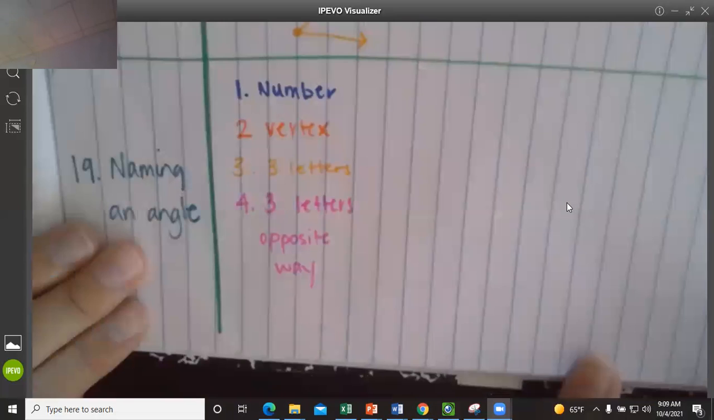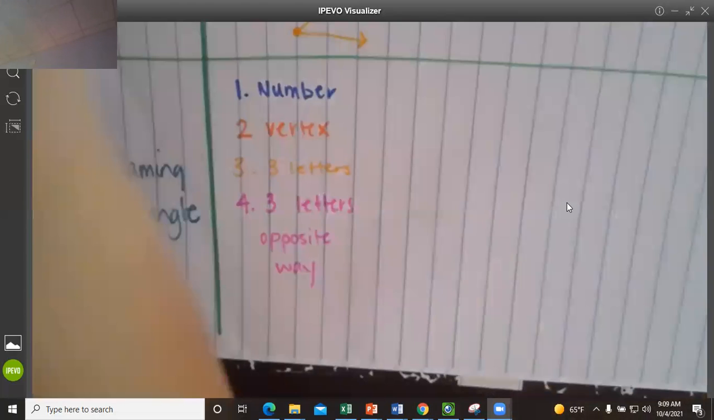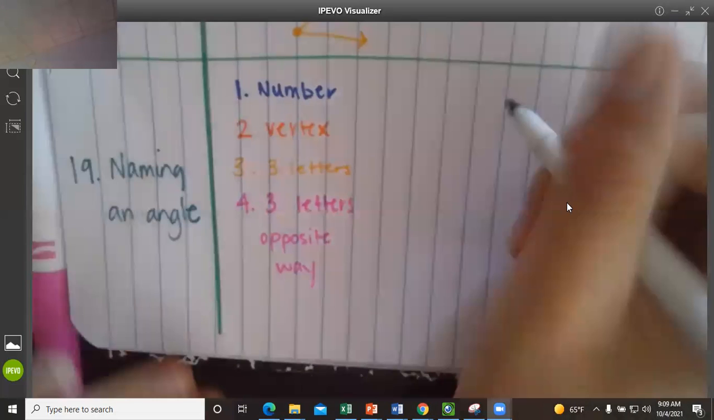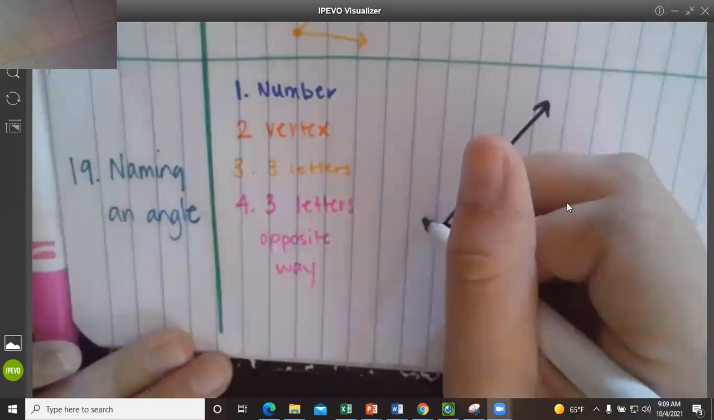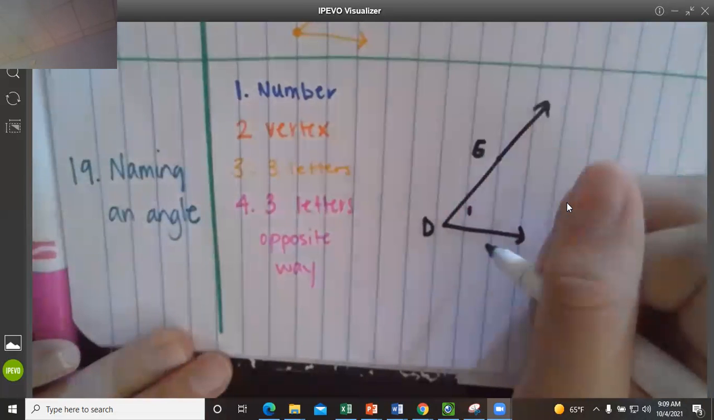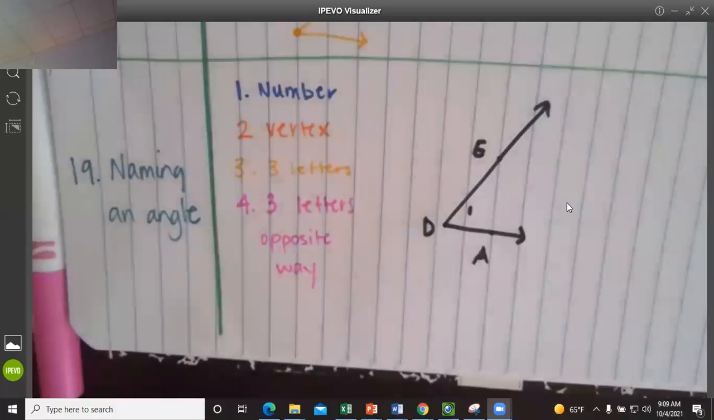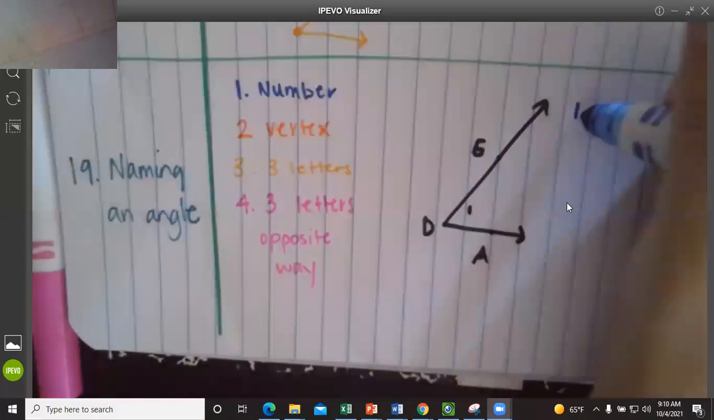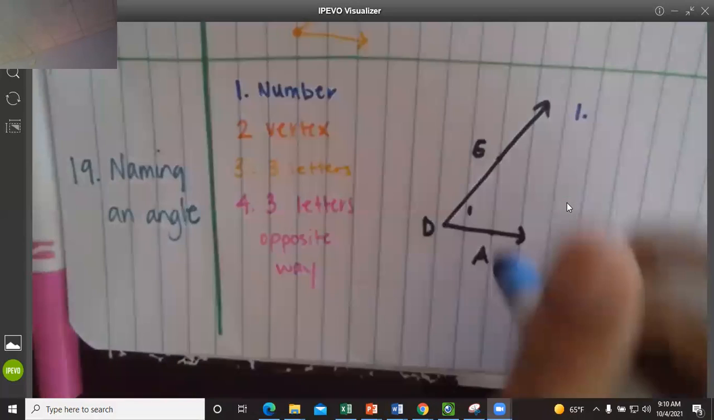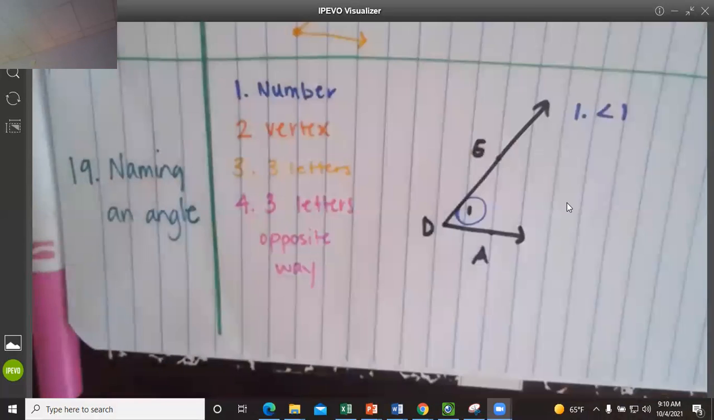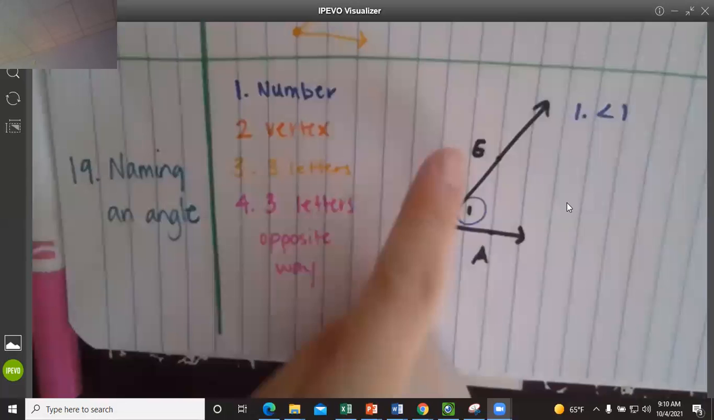Okay, let's do an example. All right, here you have an example. Now, please listen carefully so you get this right. All right, the first one, the number. What's the number that they give you here for this angle? Do you see it? It's right here. It's 1. You could call it angle 1.